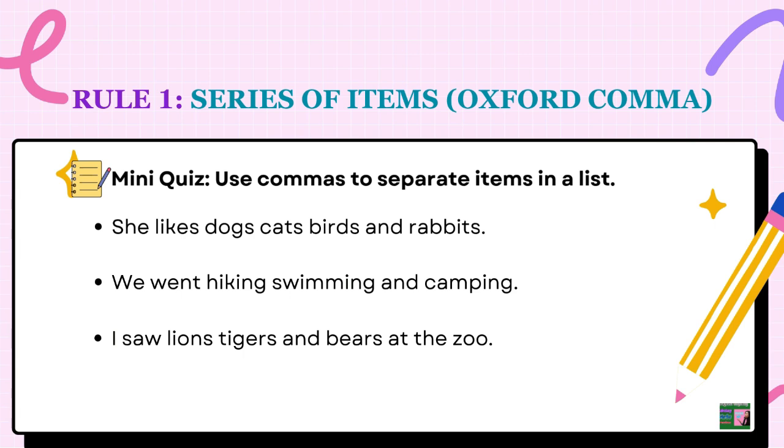She likes dogs, cats, and rabbits. Next, we went hiking, swimming, and camping. Next, I saw lions, tigers, and bears at the zoo. So, pause the video now. Think about your answers. You can write your answers down if you want.